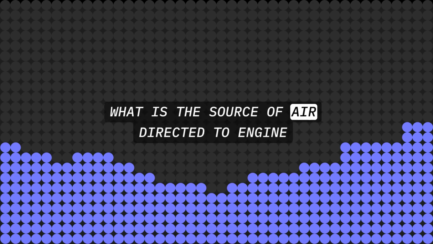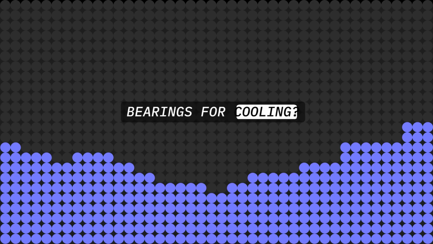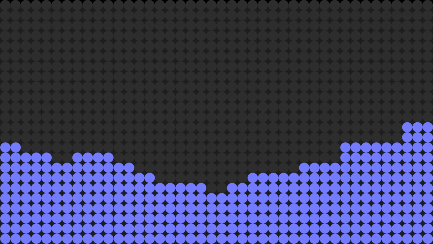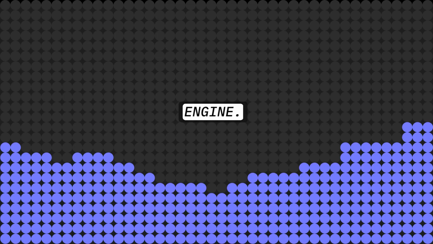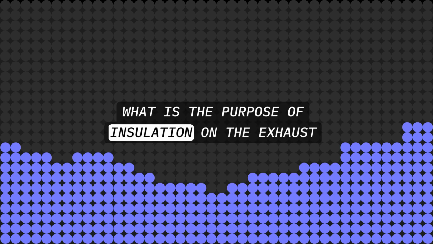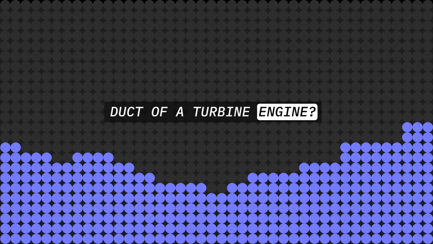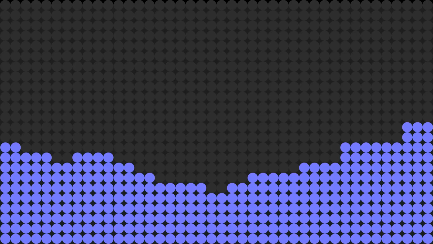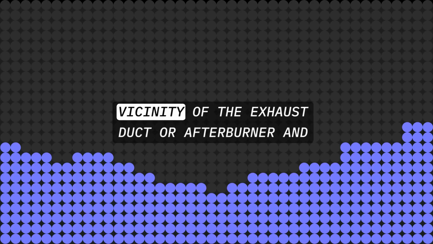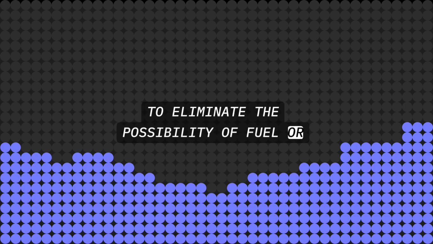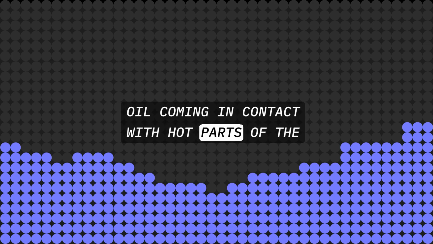What is the source of air directed to engine bearings for cooling? Bleed air from the compressor section of the engine. What is the purpose of insulation on the exhaust duct of a turbine engine? To reduce the temperature of the structures in the vicinity of the exhaust duct or afterburner, and to eliminate the possibility of fuel or oil coming in contact with hot parts of the engine.